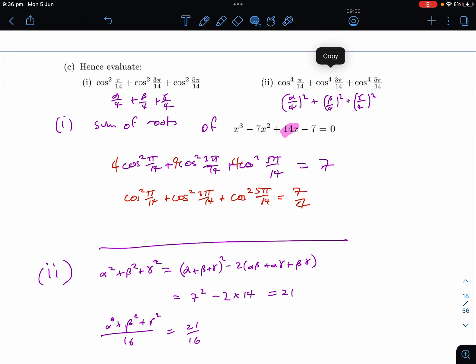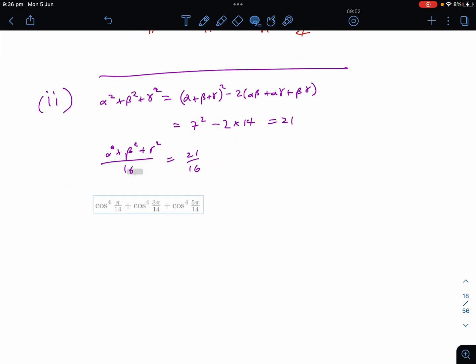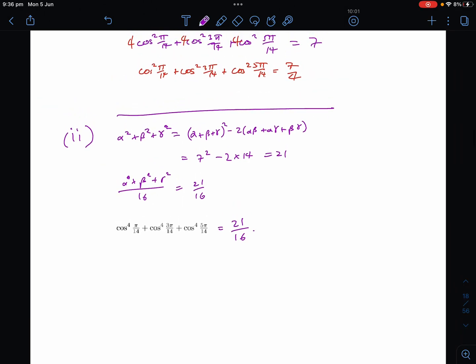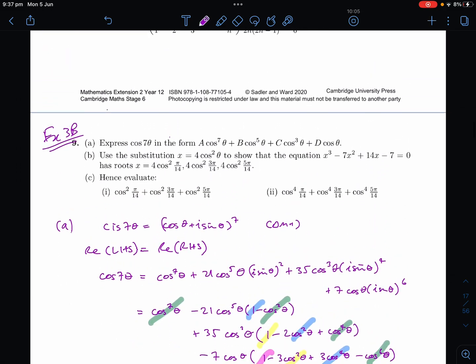Because I've had enough of this pencil. Look at that one. There you go. And is that the whole question?